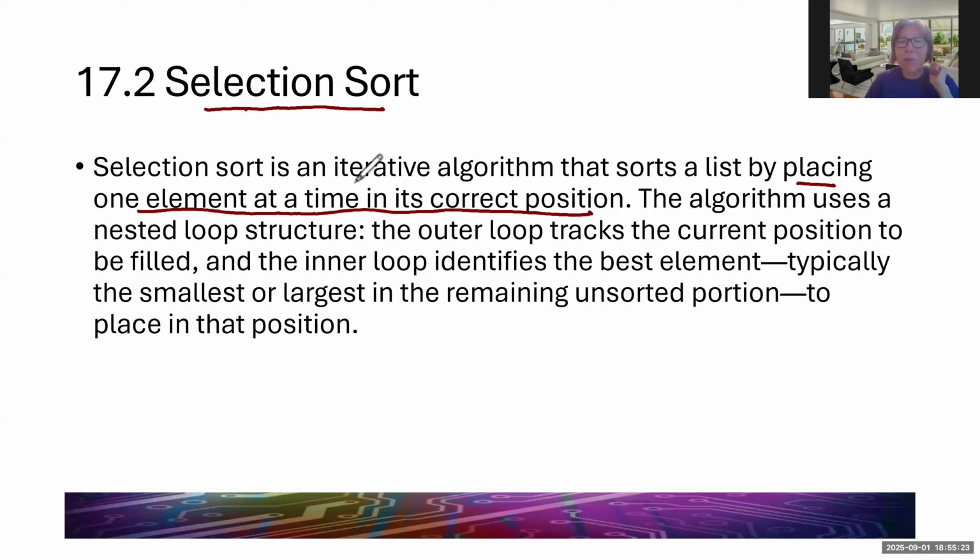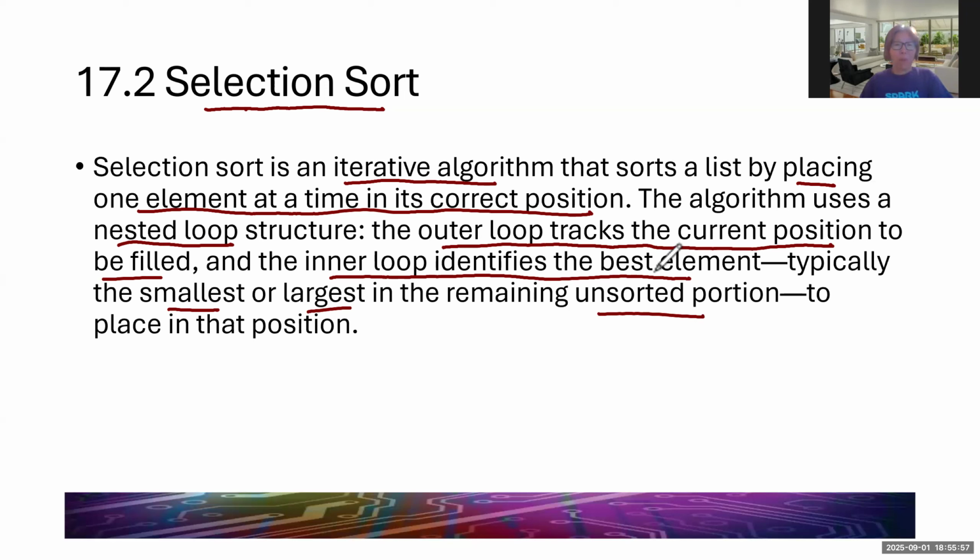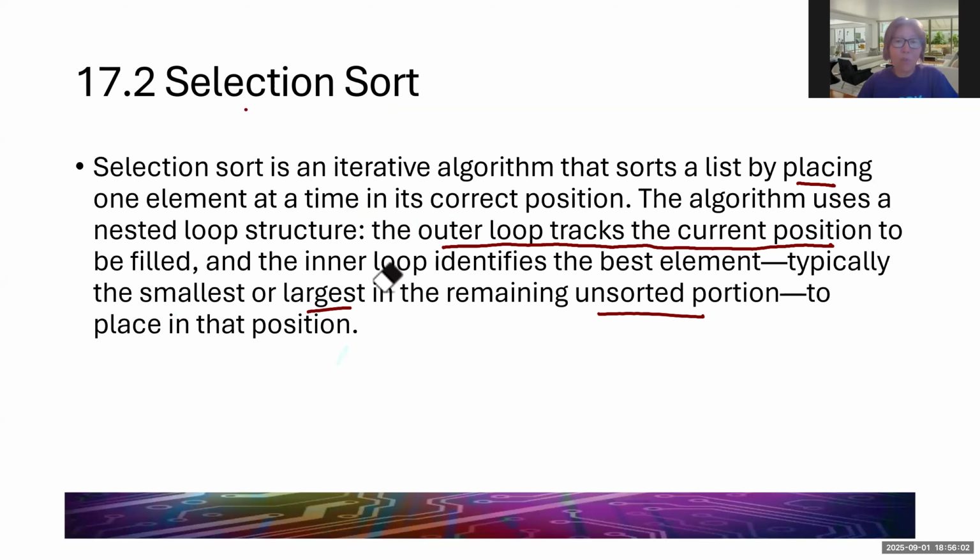And this algorithm is also an iterative algorithm, so similarly it also uses a nested loop structure. This time the outer loop keeps track of the current position, the correct position that is to be filled. That's the outer loop. And the inner loop is to find the best element. Typically we either find the smallest or the largest element in the unsorted part. So this is a general idea about selection sort.